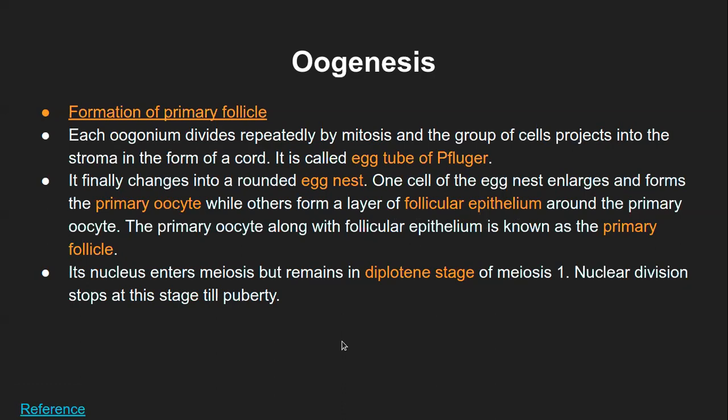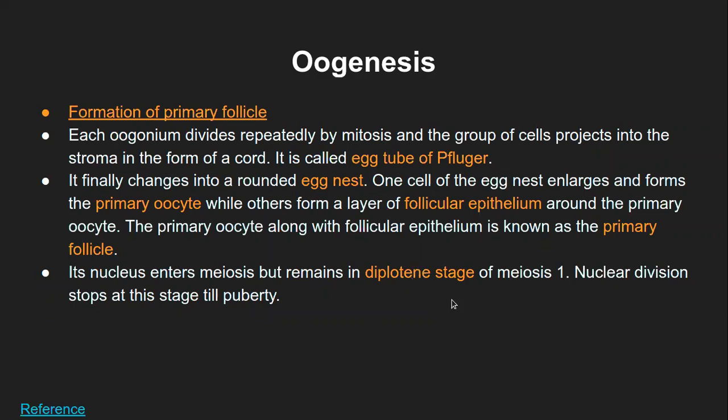Now, the most important difference, like I had mentioned earlier, is that the oogenesis process is not constant, not continuously happening, but is broken into several phases. One of the reasons given here is that the nucleus of the primary oocyte enters meiosis. That means it will start meiosis, but remains in the diplotene stage of meiosis 1. Now, I'm not sure if you know this diplotene stage, so I have kept a diagram here.